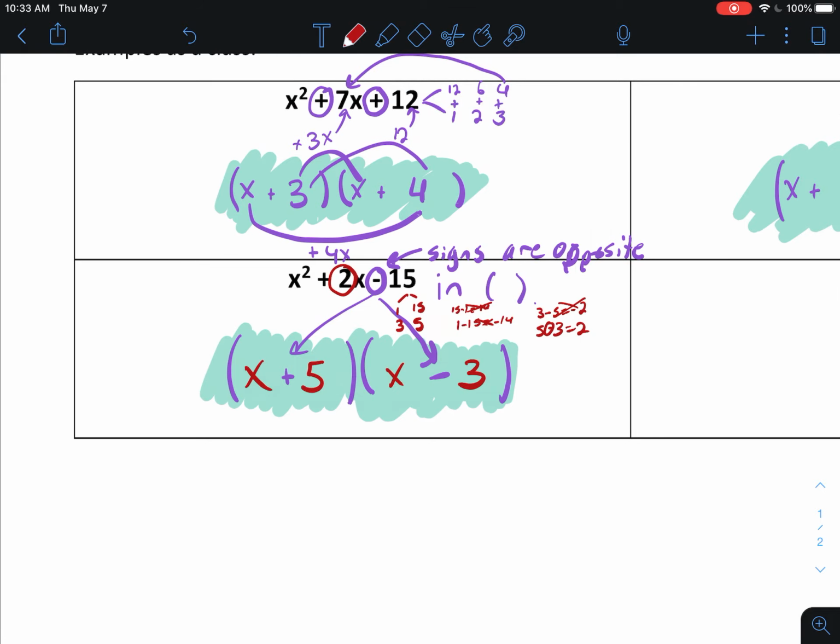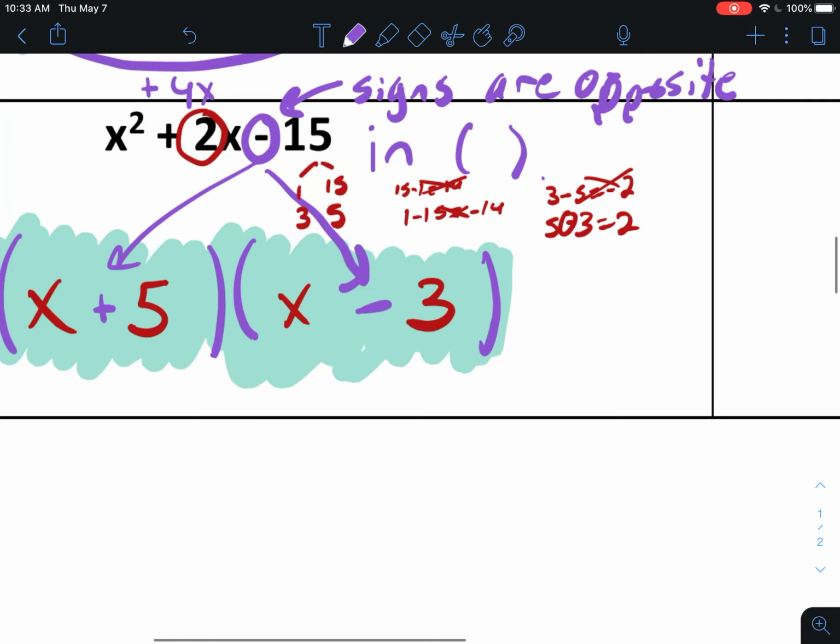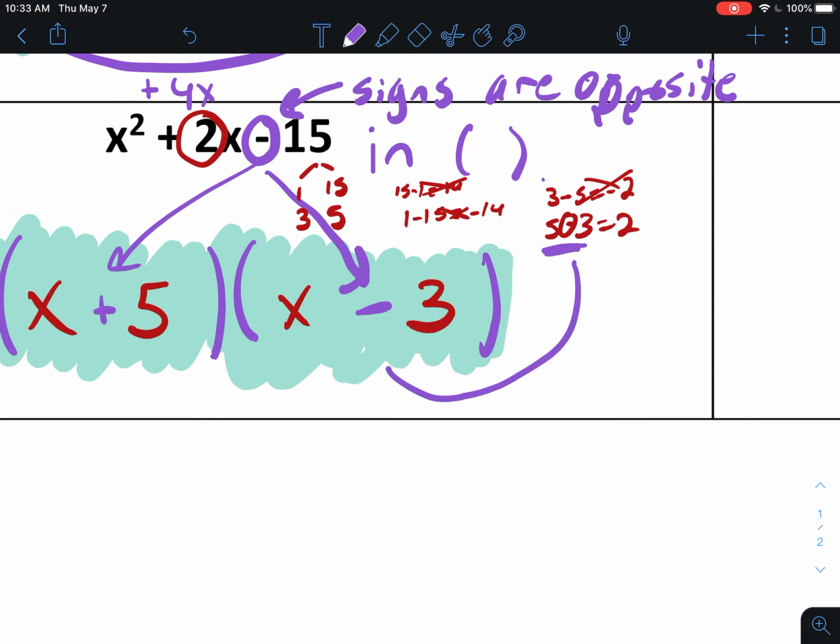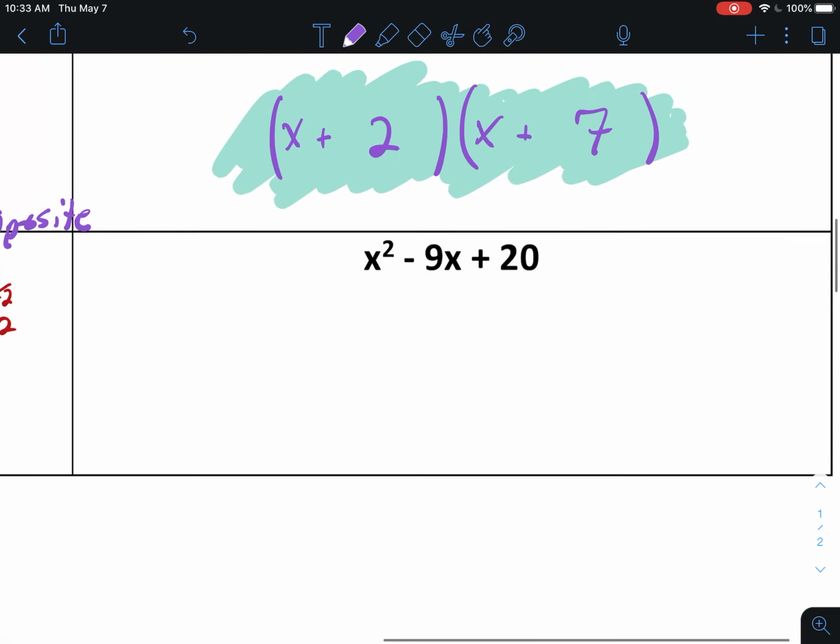All right. So notice, I picked the negative 3 because negative 3 here. I picked the positive 5 to go with the plus sign.